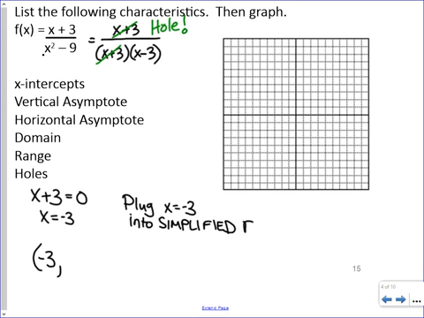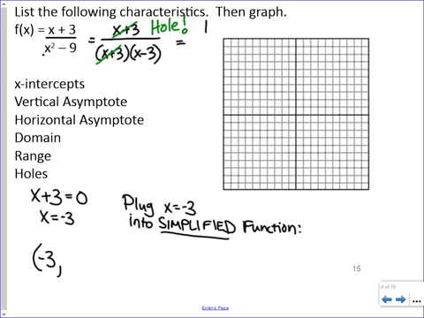Into your simplified function. Simplified means after you canceled the x plus 3's. So if you cancel the x plus 3's, plug -3 back into it. Now, if I look back up here and I think about, okay, I canceled x plus 3 over x plus 3, what's left over?